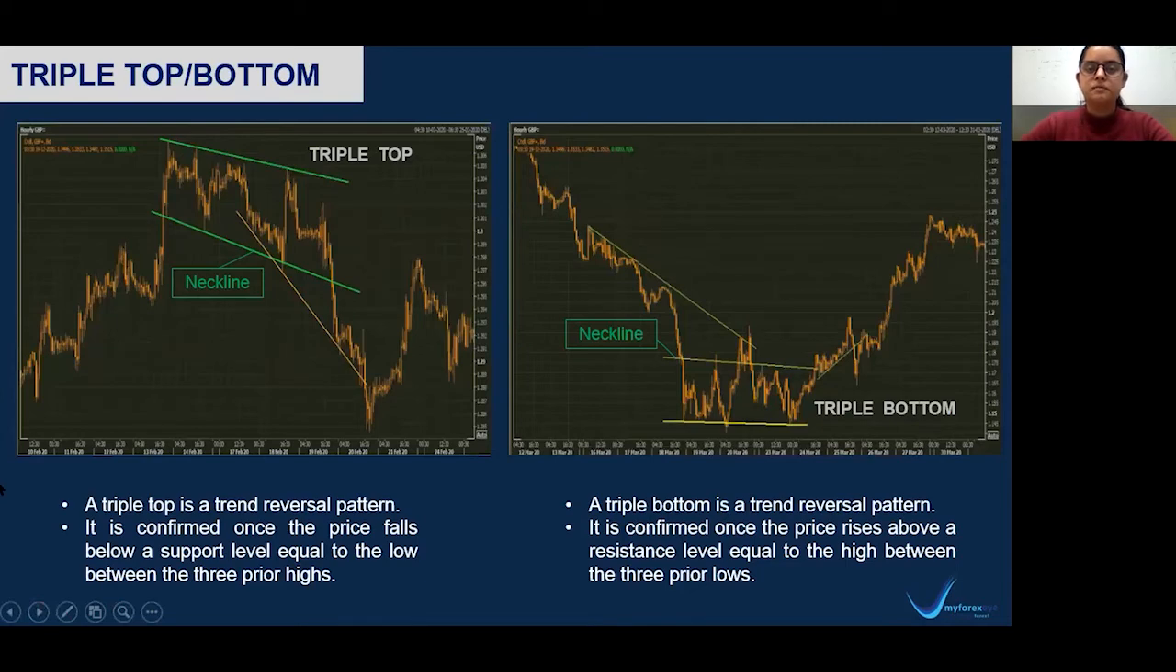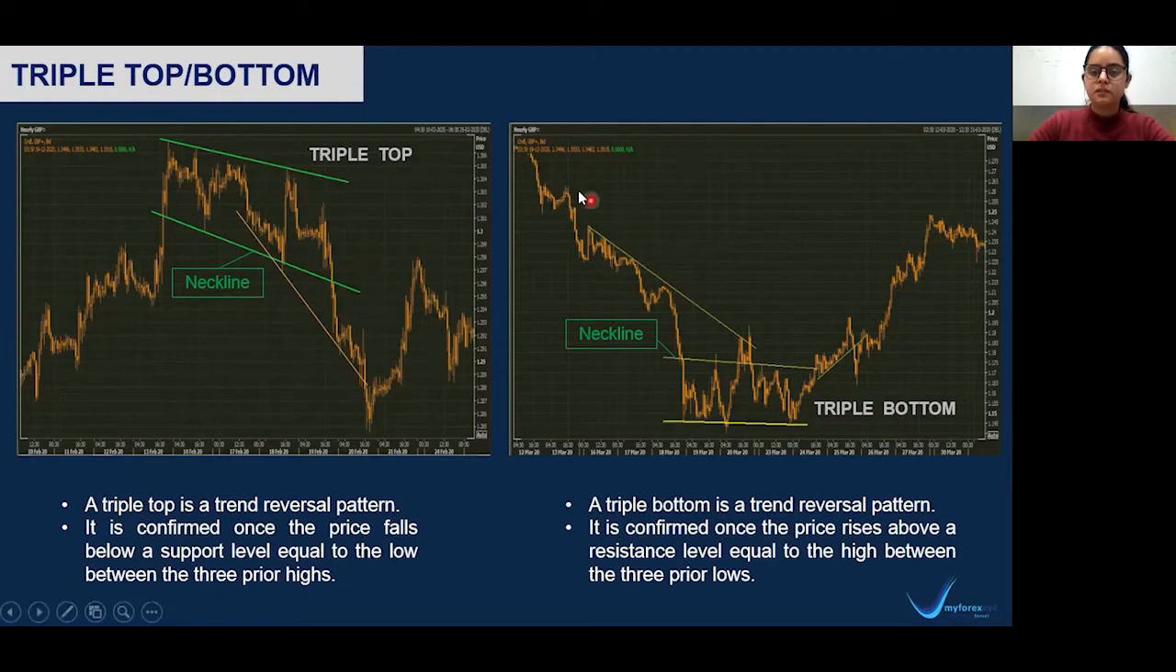Triple top, triple bottom is roughly the same as double top and double bottom. The only difference is that in triple tops, three tops are formed. As you can see, the price is in an uptrend and here three peaks are formed. The lows between the peaks form the neckline. Once the price falls below the neckline, the pattern is confirmed and we see that the trend has reversed and it is now a bearish trend.